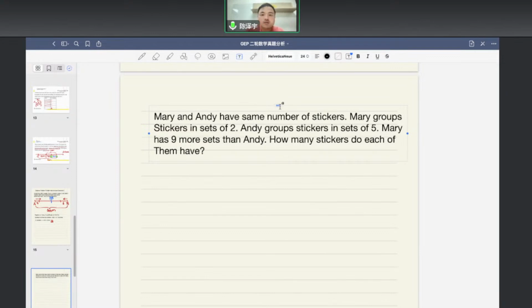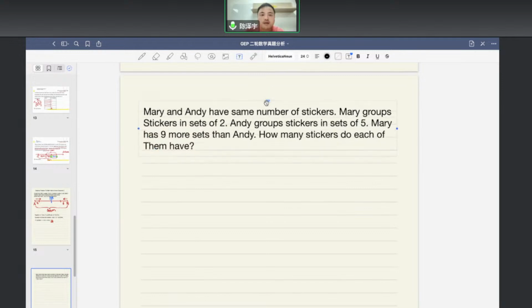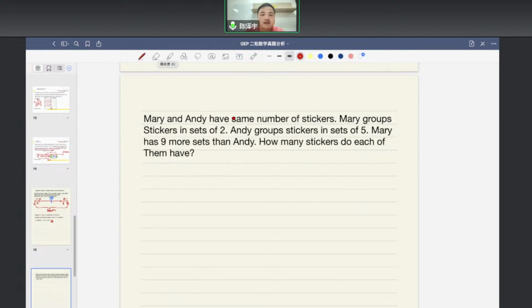Okay, so let's look at the question together. Mary and Andy have the same number of stickers at first. Mary grouped the stickers in sets of 2 and Andy grouped the stickers in sets of 5. So in the end, Mary had 9 more sets than Andy. How many stickers does each of them have?